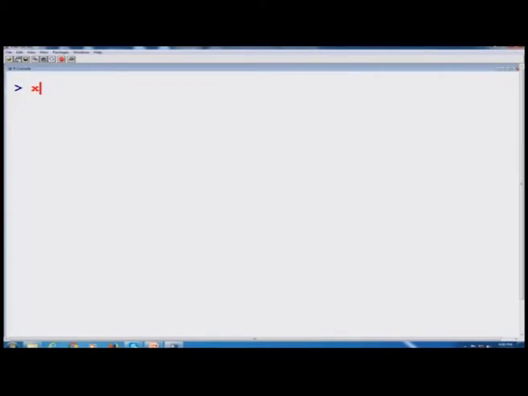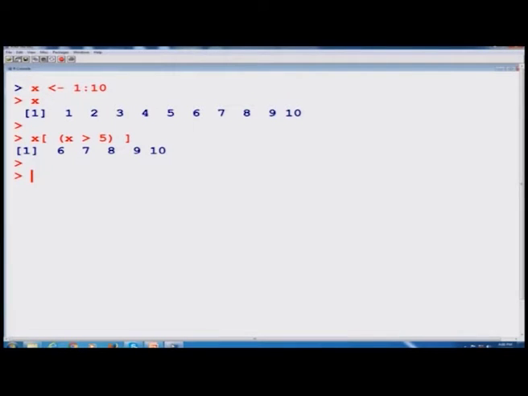So, I can write here x equals 1 to 10. You can see now this x is a sequence of numbers from 1 to 10. Now, I write x greater than 5. You can see here that I am getting 6, 7, 8, 9, 10.